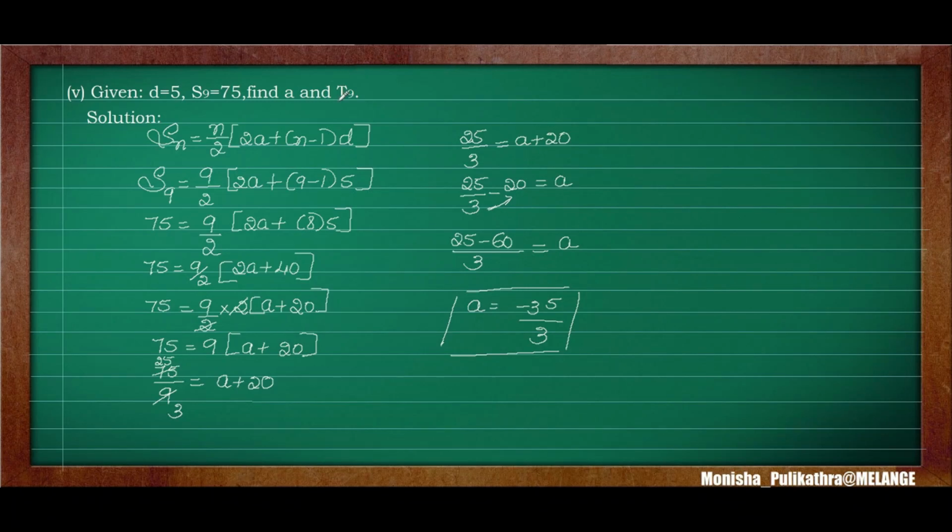Okay, now we need to find out the value for T9. So we need to apply the Tn formula here. Tn is equal to A plus n minus 1 into D. So instead of Tn, we write T9 is equal to, the value for A is minus 35 by 3, which we already found out. Next, n value is 9 minus 1 and D is 5. So T9 is equal to minus 35 by 3 plus 9 minus 1 is 8 into 5. So T9 is equal to minus 35 by 3 plus 8 5s are 40.